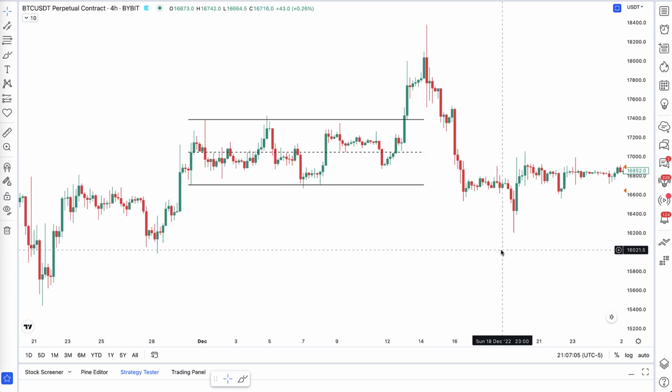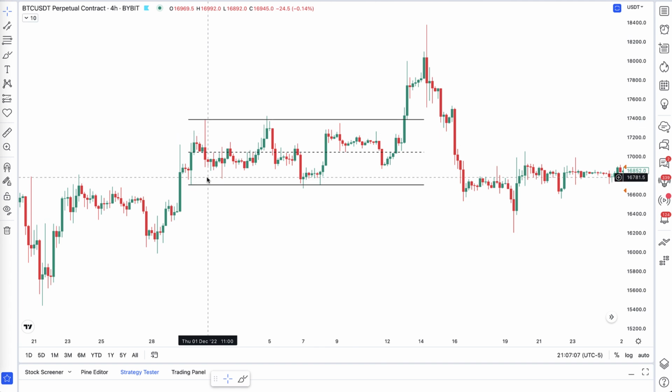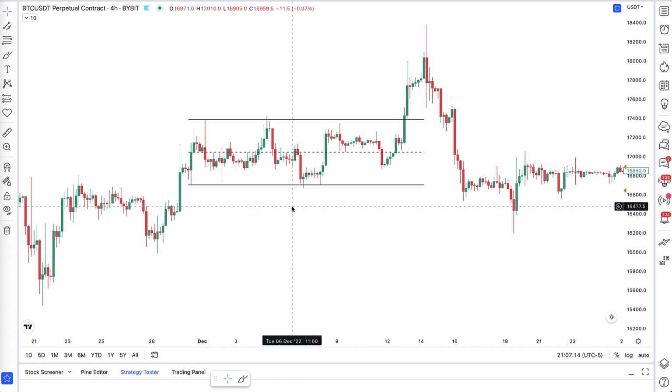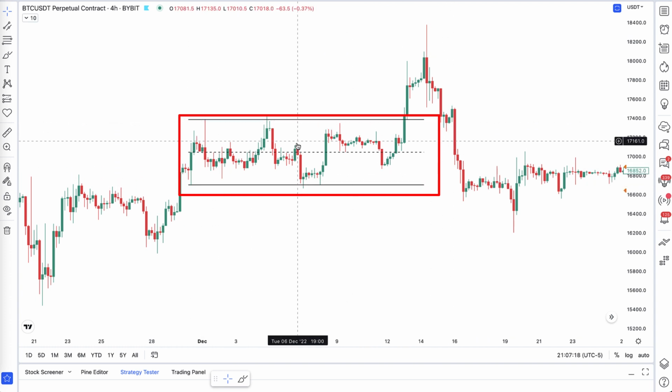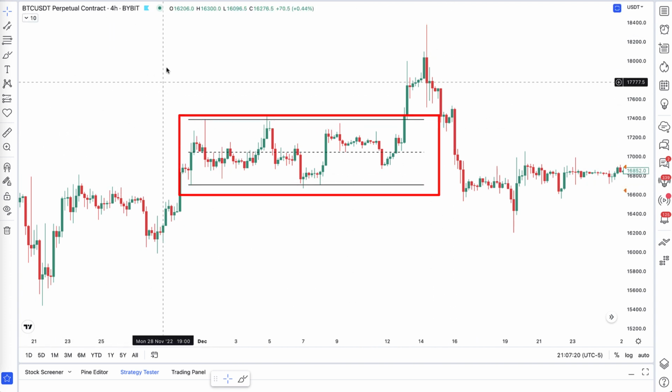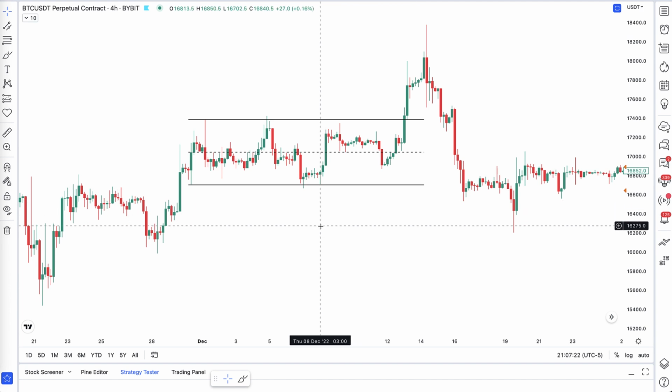So what is a range? Well, it is a very well-defined level or an area between two levels in the price where the price action moves up and down between that until eventually it breaks out. So as you can see over here, this is a nice example of a range. This is just a 4-hourly chart on Bitcoin, random point in time. Just as an example, I'll show you more examples in different time frames how this works later in the video.